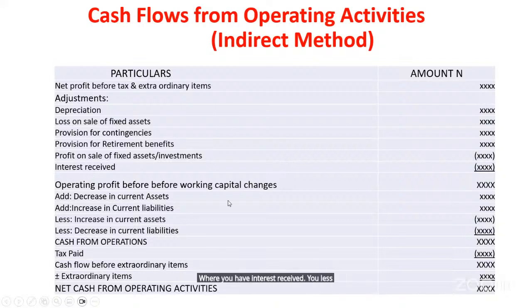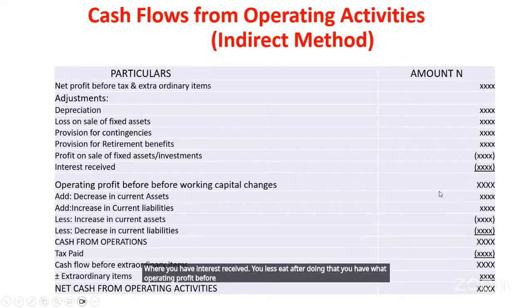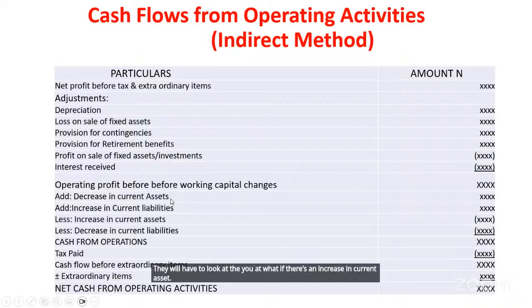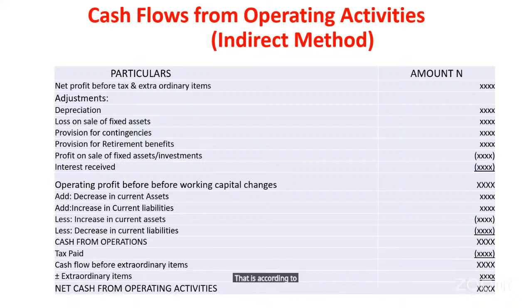After doing that, you have what? Operating profit before working capital changes. So we have what we call operating profit before working capital changes. Then we now look at, you add what? If there's an increase in current asset, that is the current asset, we talk about the trade debtors, we talk about the cash, we talk about the bank balances.